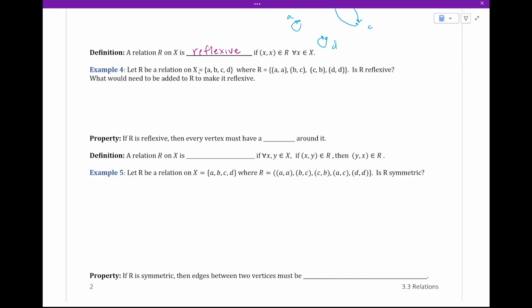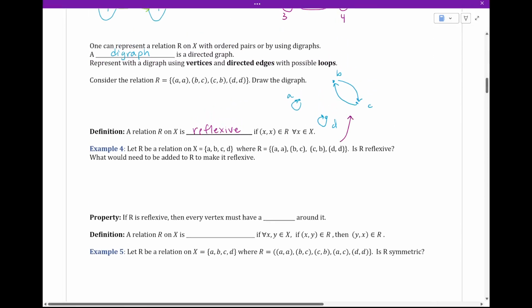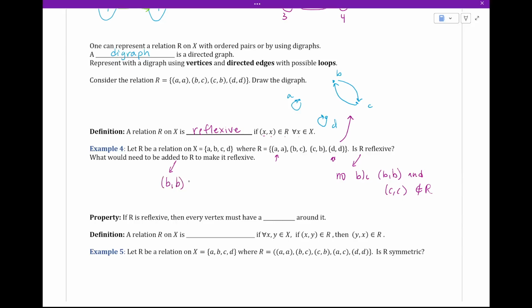Let R be a relation on X, which is A, B, C, D, where R is AA, BC, CB, and DD. So that's this graph that we saw up here. Is R reflexive? So that would mean that XX is in R for all the X's. So we see AA in R, and we see DD in R, but it's not reflexive. And that's because BB and CC are not in R. What would we need to add to R to make it reflexive? Well, we would need to add BB and CC.